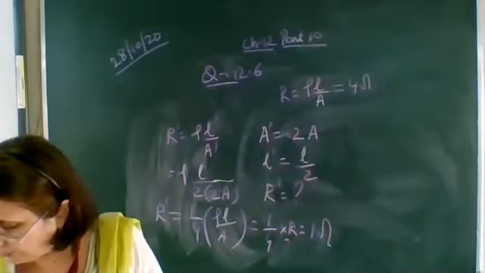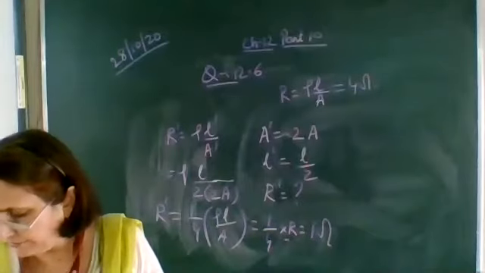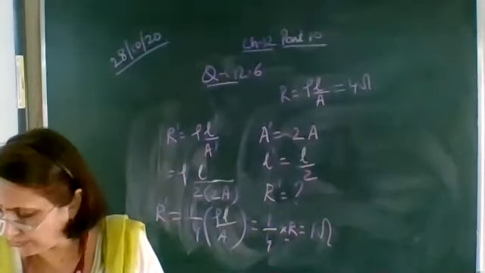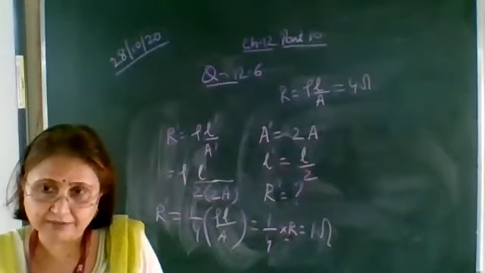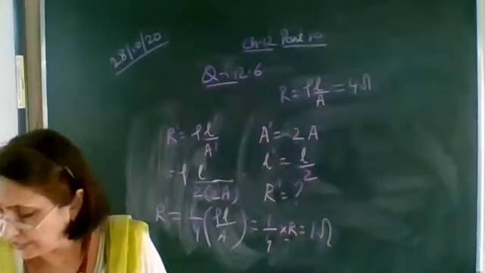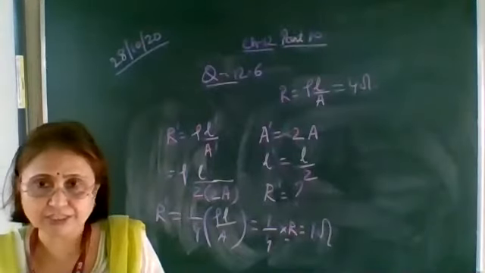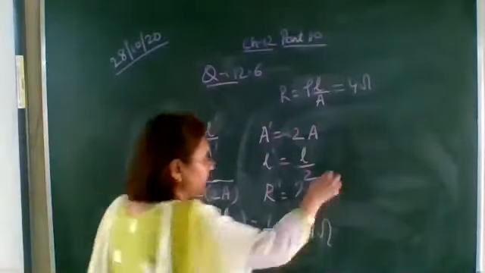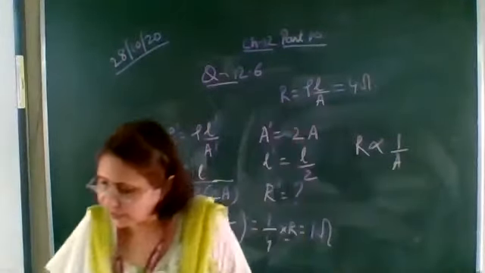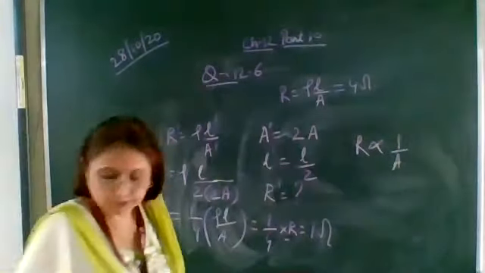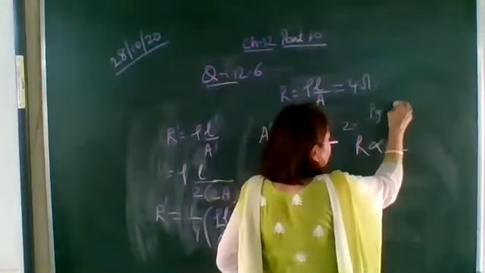Next: will the current flow more easily through a thick wire or a thin wire of the same material when connected to the same source? One is a thick wire and the other is a thin wire. We know that resistance is inversely proportional to cross-sectional area. Let's write it here: resistance is inversely proportional to cross-sectional area. This is question number 2 on page number 209. You can do it in your copy.